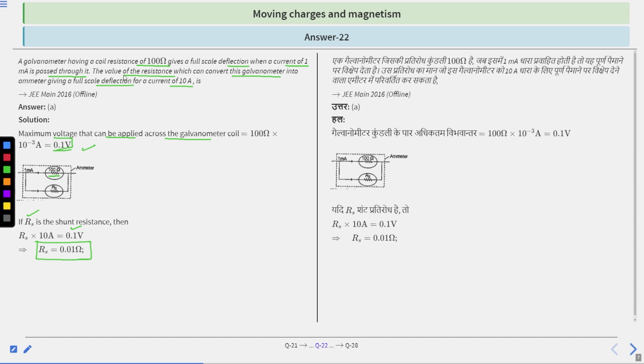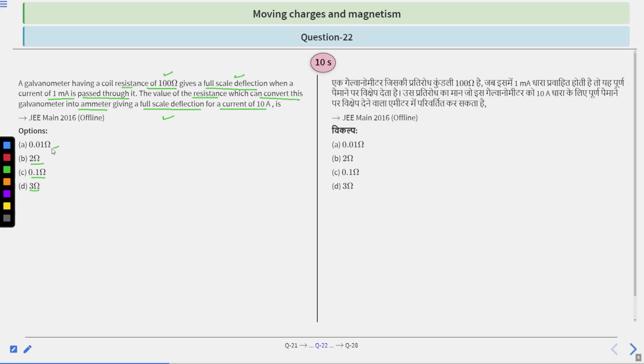So the required resistance to convert the galvanometer into an ammeter, giving a full scale deflection for a current of 10 ampere, is Rs equal to 0.01 ohm. Clear? So 0.01 ohm is the correct answer. So option A is correct. This one is correct. Clear?